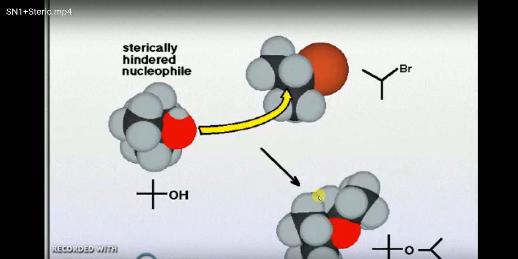So yeah, you can tell that steric hindrance plays a big role in terms of SN2 and SN1 reactions. This one has a bromine that replaced the hydroxide, that's why it's very big right here.